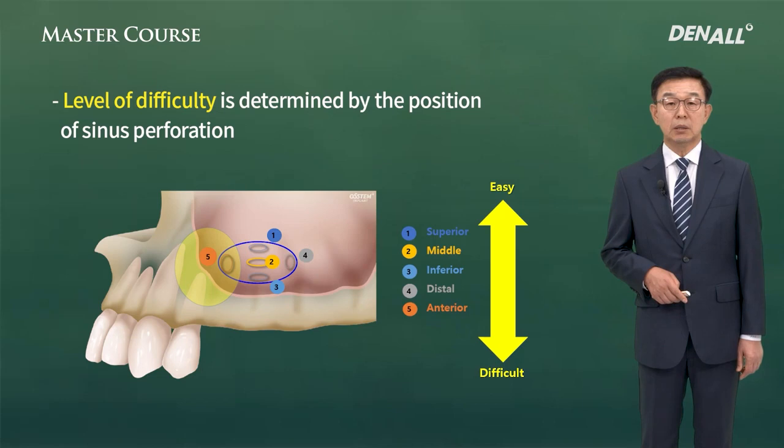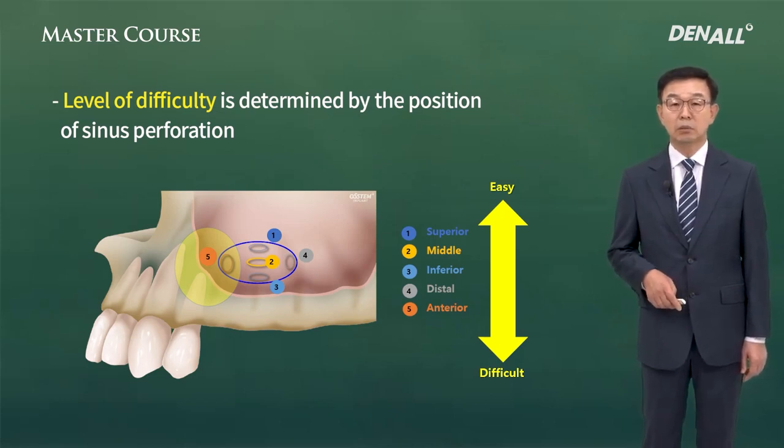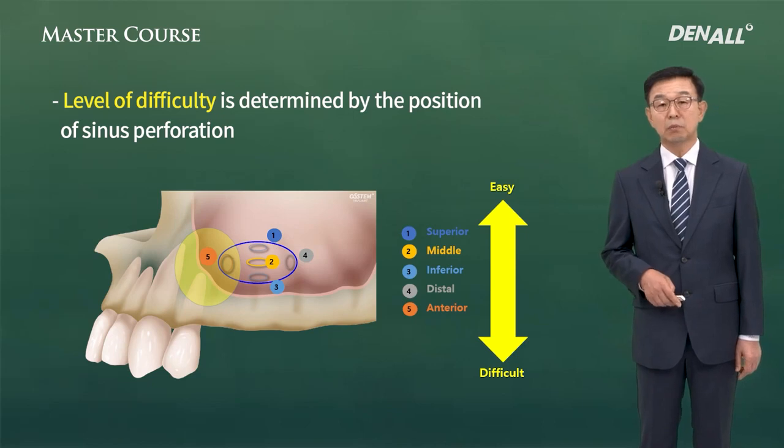The most common area of sinus membrane perforation is the medial side. If there is perforation in the medial side, it's very difficult to repair it.